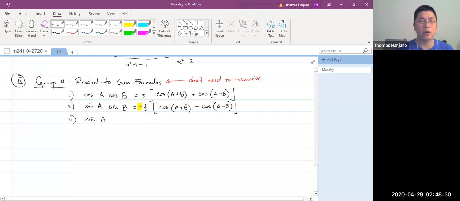Sine A cosine B, that's equal to 1/2 sine sum plus sine difference. And then the last one, cosine A sine B equals 1/2.